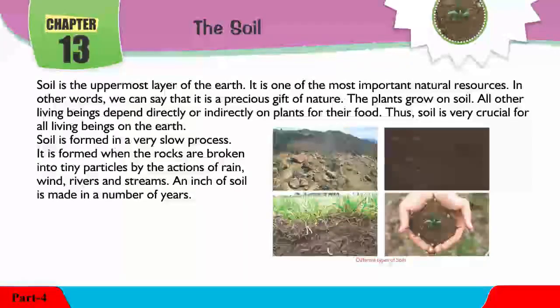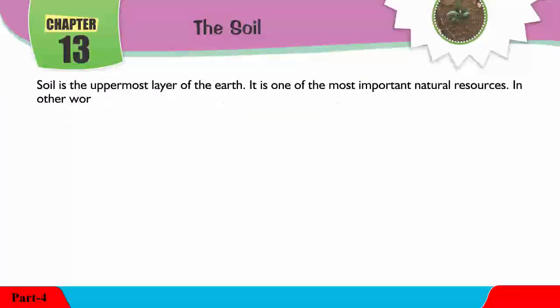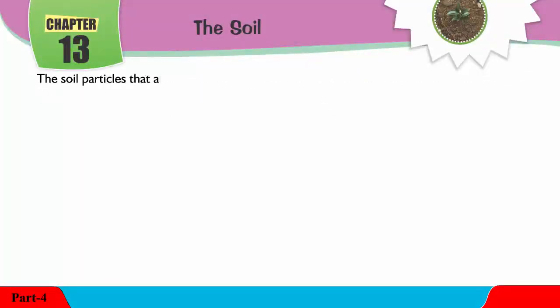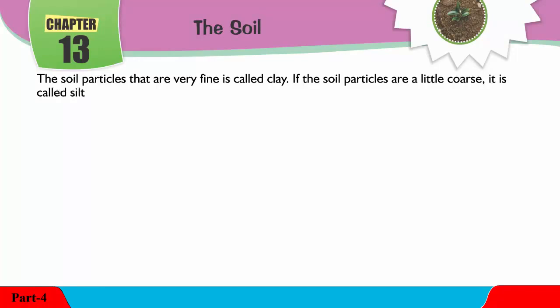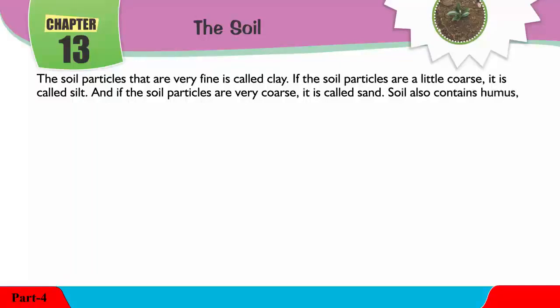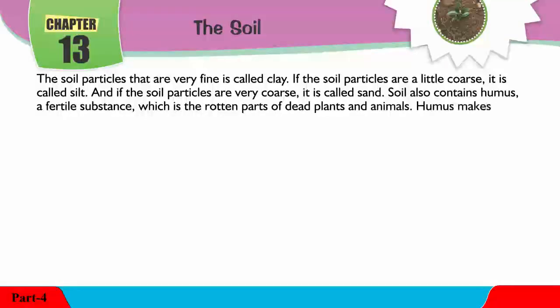Different types of soils. The soil particles that are very fine are called clay. If the soil particles are a little coarse, it is called silt. And if the soil particles are very coarse, it is called sand. Soil also contains humus, a fertile substance which is the rotten part of dead plants and animals. Humus makes soil more fertile.